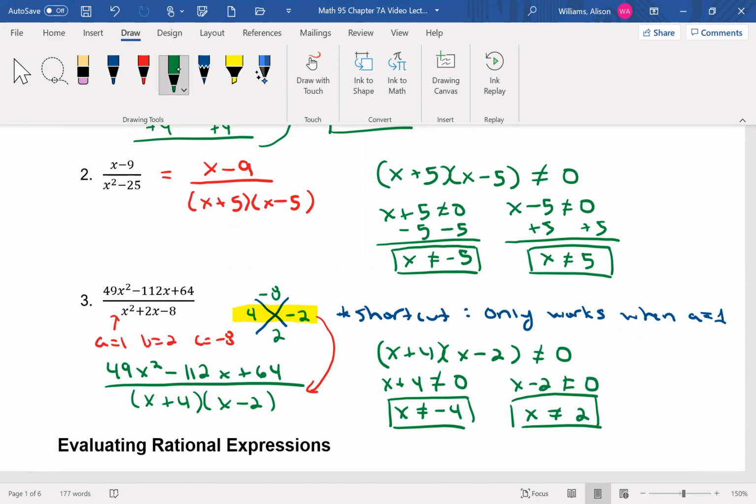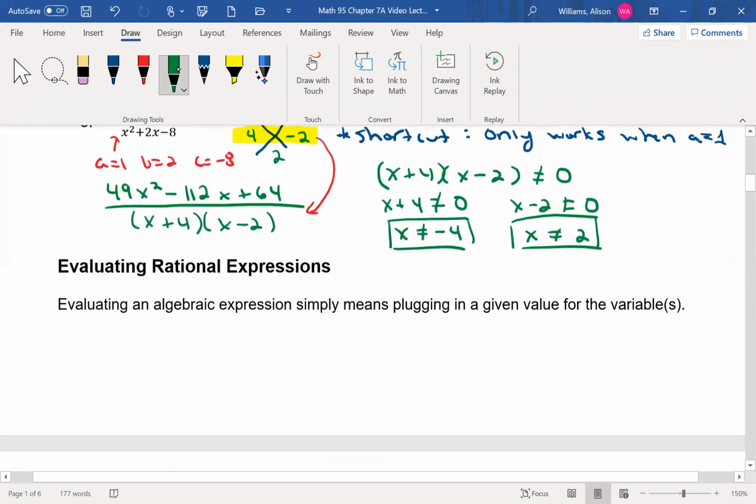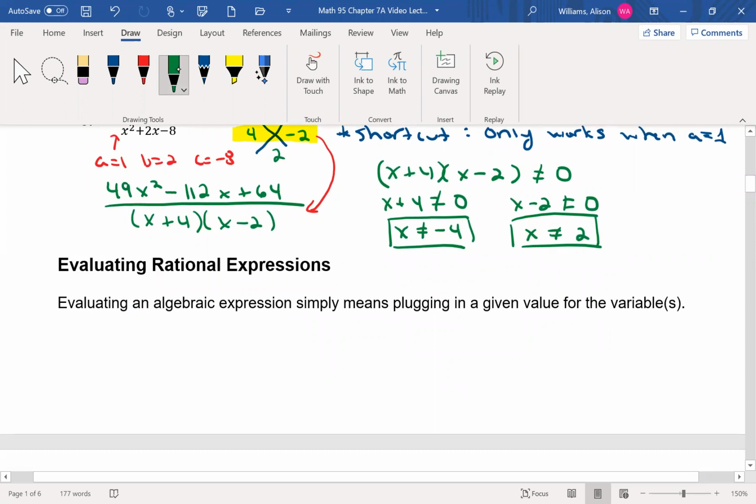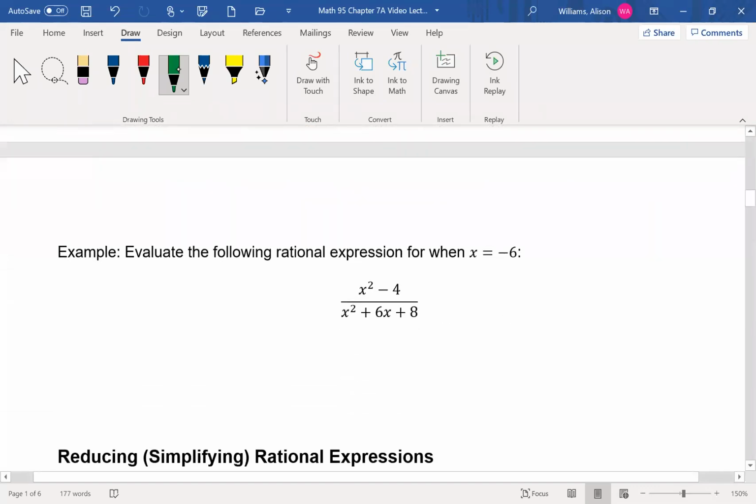All right, so let's move into evaluating rational expressions. What that means when they say the word evaluating any algebraic expression is that you're plugging in a given value for the variable. It's a lot easier than it sounds. So let's look at this example here. Evaluate the following rational expression for when x equals -6. So they're literally telling me to plug in -6 everywhere I see x. So I'm going to plug it in here, here, and here.